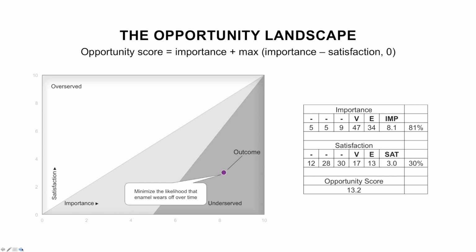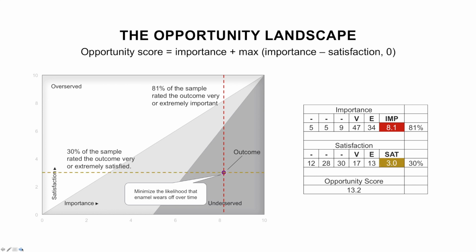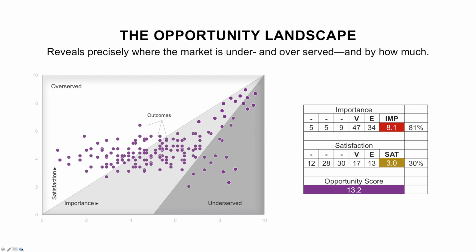So you see that one outcome sitting right there. That's one outcome that may be rated by 500 people or more. And they tell us the importance, and what we see is that 81% is telling us that that's very or extremely important, yet only 30% are telling us it's very or extremely satisfied. With that information, we plug it into our algorithm up on top of the screen here, and we can plot out all those different inputs on this graphic.